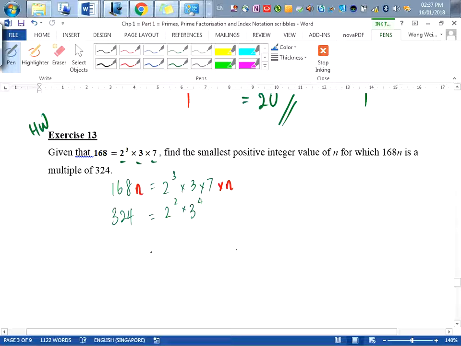Okay? And then let's look at this 3 to the power of 4 over here. Are they all found inside 168n?